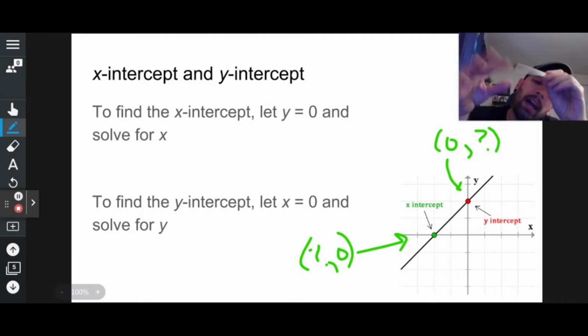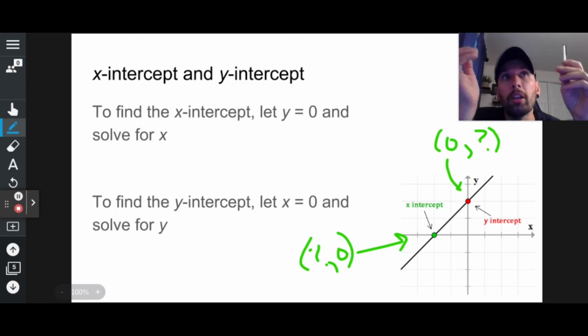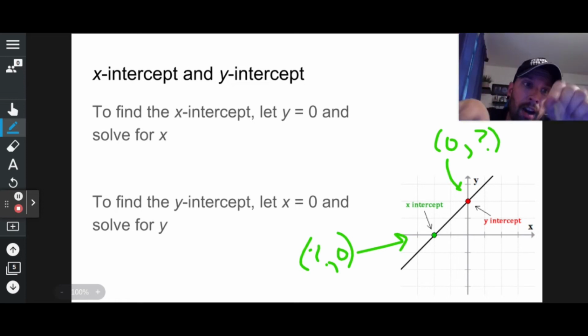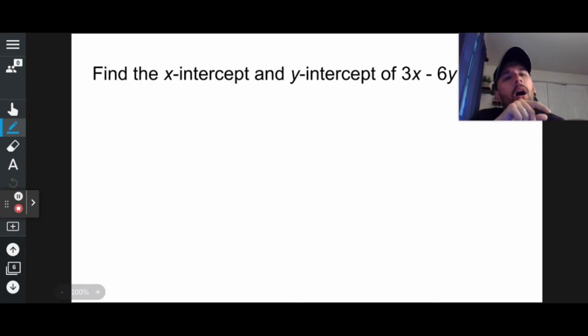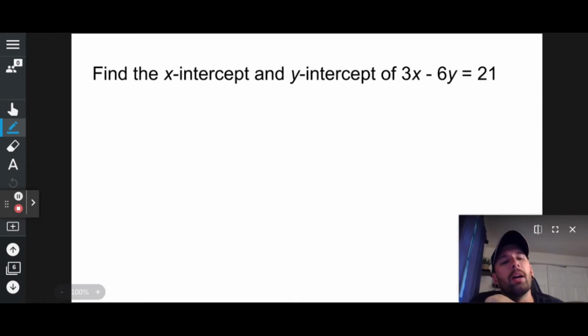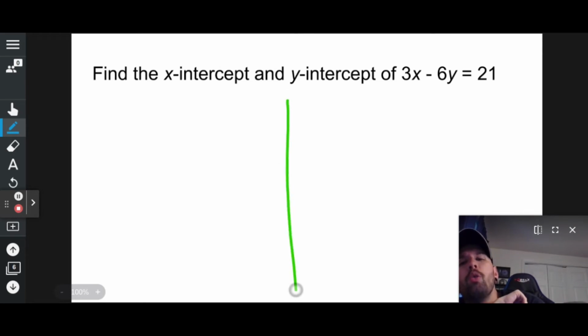And if I ask you to find the y-intercept, normally you would solve everything for y and then find the number floating around. But now I could just throw 0 in for x and then solve for y. And that'll be your y-intercept. So let's use that method to do this problem right here. I ask you to find the x-intercept and the y-intercept. Let's move my face again for the 18th time today. Find the x-intercept and the y-intercept of 3x minus 6y equals 21.